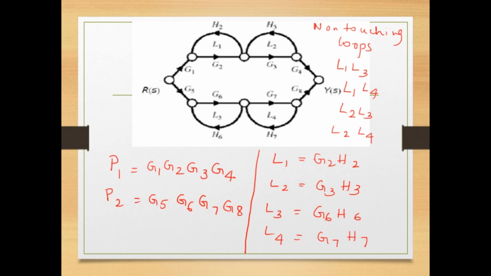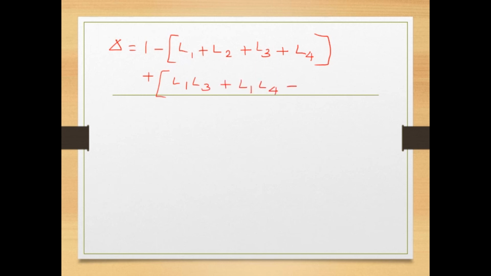So we can write delta as 1 minus the individual loops. We have 4 individual loops, L1 plus L2 plus L3 plus L4, plus the sum of two non-touching loops, that is L1 L3 plus L1 L4 plus L2 L3 plus L2 L4. Do we have any three non-touching loops? No, we do not have three non-touching loops. So we end our delta formula with this.